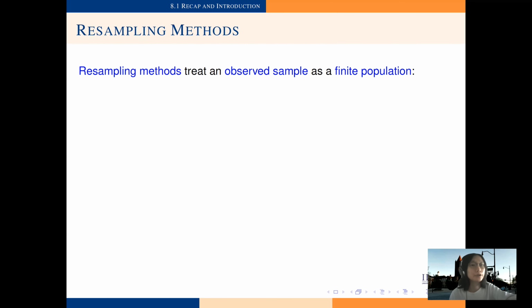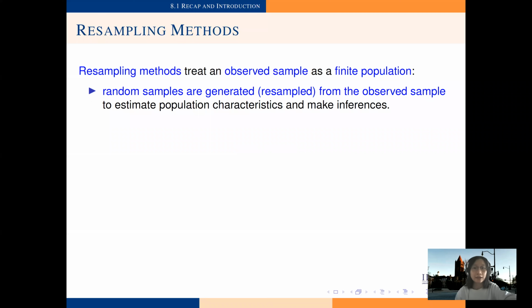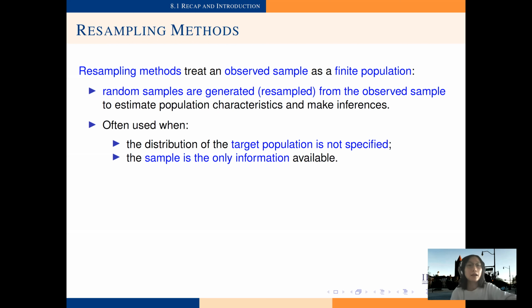Last week, we introduced one set of resampling methods. In general, resampling methods treat an observed sample as a finite population. Random samples are generated or resampled from the observed sample to estimate population characteristics and make inferences. Resampling methods are often used when the distribution of the target population is not specified. So we do not know where our x's come from, or when the sample is the only information available to us.